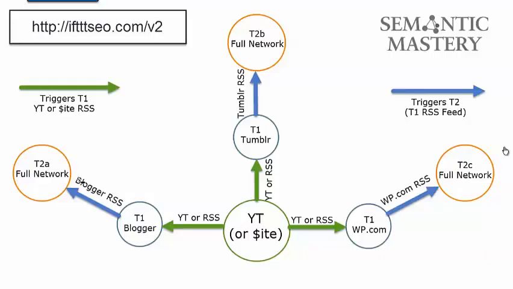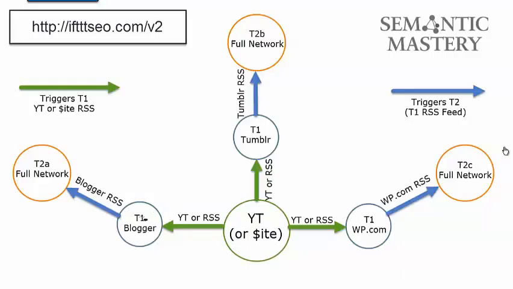Remember in the beginning of the training, or not in the beginning, but when we talked about IFTTT, we talked about how we only maintain 2 types of recipes: YouTube triggers and RSS triggers. And that's all we need, even for tiered networks, because YouTube is going to be our main trigger point from our money channel that's going to syndicate or trigger content to be posted, republished to our tier 1 sites. But our tier 1 sites, Blogger, Tumblr, WordPress.com, fortunately they each have an RSS feed output.